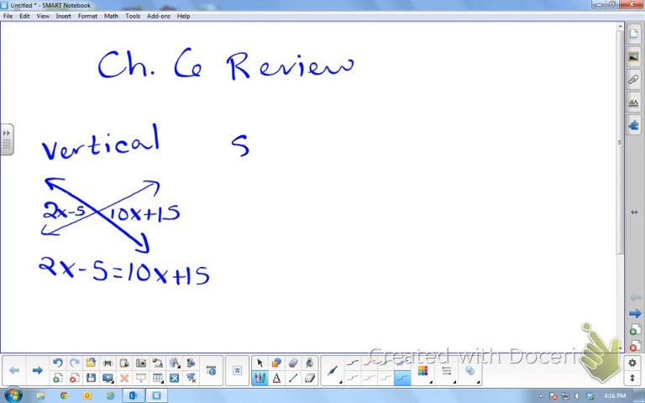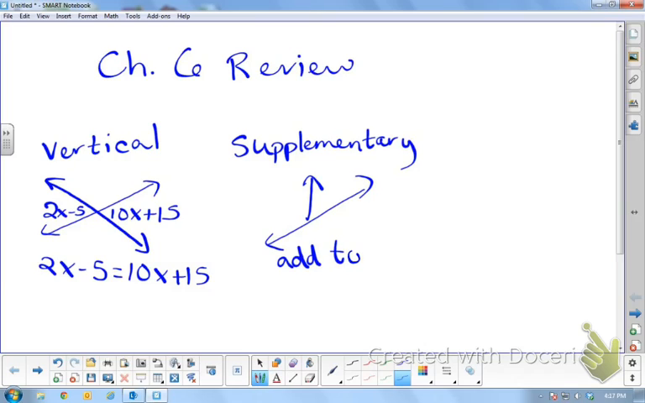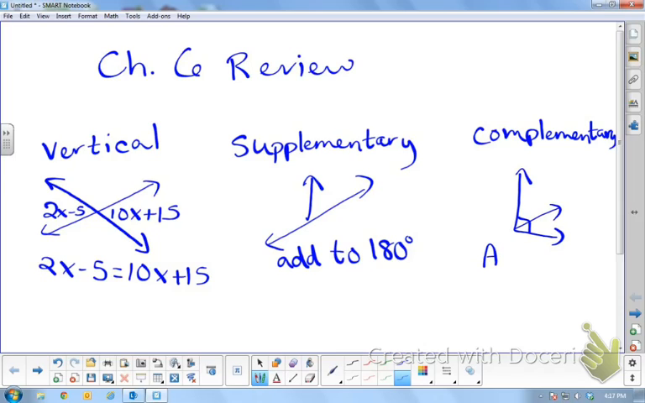We had supplementary. Those are angles on a straight line, and they add to 180. We have complementary. That was when we had a 90-degree angle, and those add to 90.